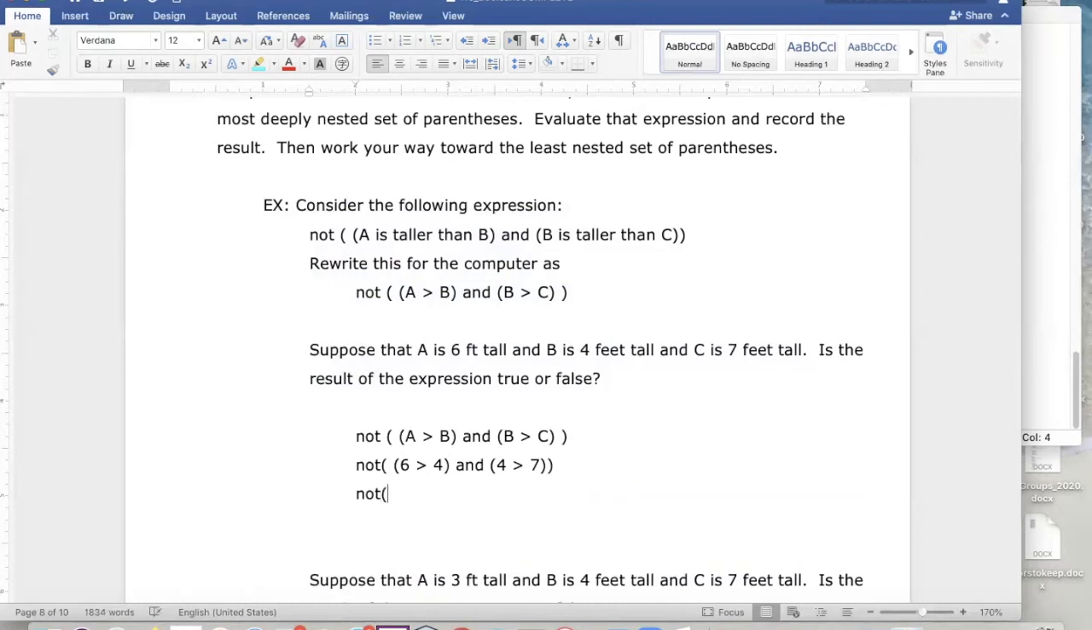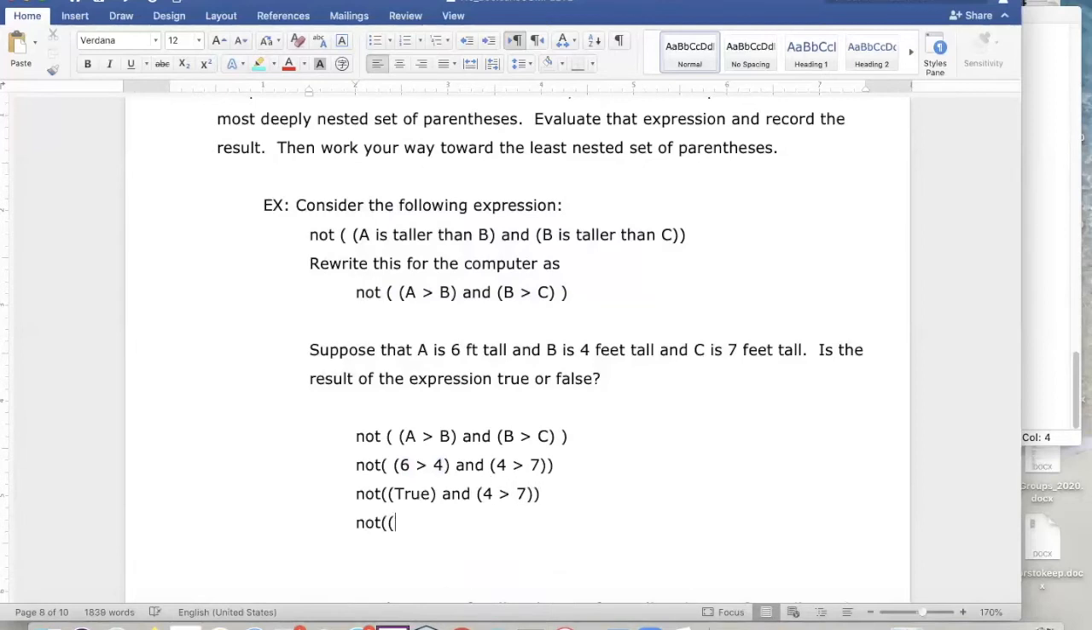Now I start with the most deeply nested set of parentheses. And in this case, that could be the 6 greater than 4. So I evaluate that expression to see if it's true. 6 is bigger than 4, so I'm going to get a true answer there in Python. And now I'm going to evaluate the next nested set of parentheses. Is the 4 bigger than 7? And 4 is not bigger than 7, that's going to be false.